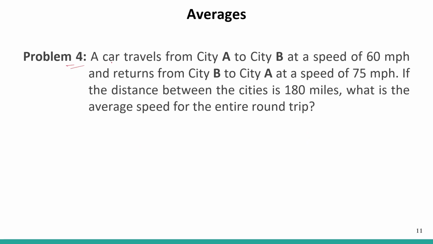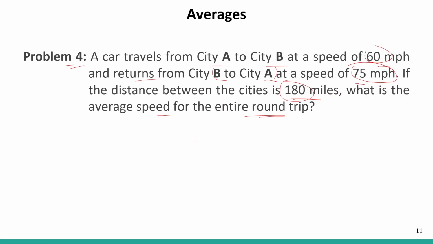So, problem number 4. A car travels from city A to city B at a speed of 60 miles per hour and returns from city B to A at a speed of 75 miles per hour. If the distance between the cities is 180 miles, what is the average speed of the entire round trip? So a car travels from city A to city B with this speed and returns from B to A with this. If the distance between the cities is 180 miles, then what is the average speed?